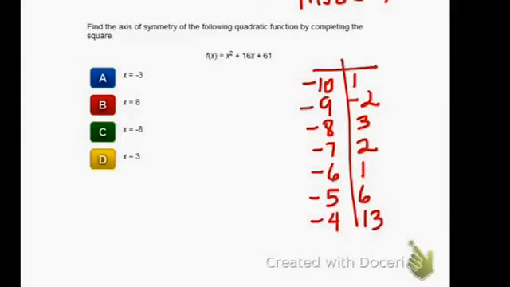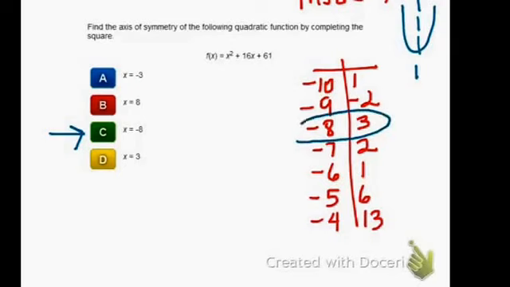Number 9. Find the axis of symmetry of the following quadratic function by completing the square. What I did was I put it in mode 7. And I began at negative 10 because my smallest number on the chart was negative 8. Alright? And remember, your axis of symmetry is going to go right in the middle through the vertex. So if you look at the formula, you look at negative 8. Here's negative 8. And you do not see your symmetry. So it will not be negative 8.